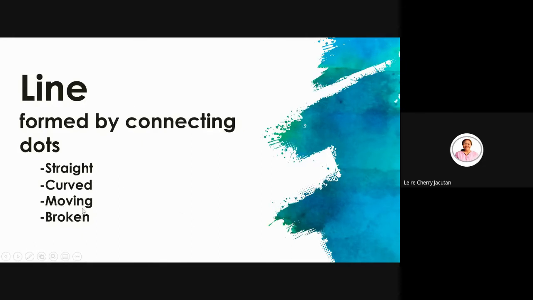And then we also have moving lines that speak of movement or action, such as jag lines or zigzag. We have wave lines, and we also have spiral or yung paikot-ikot. And there are broken lines or lines that are broken or disconnected with each other, and dotted lines. So we can create artworks by just using lines.